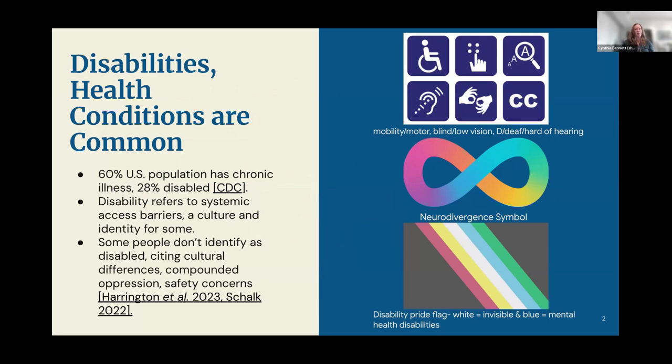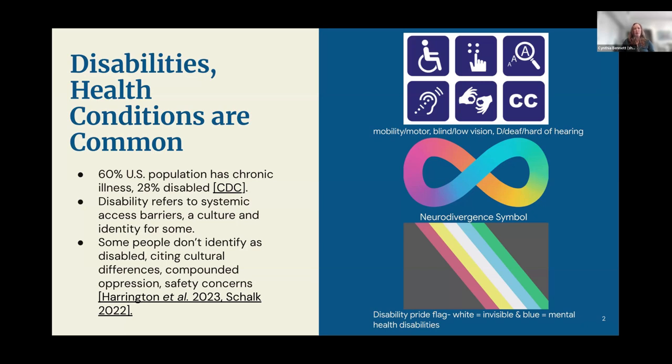However, as you noted, there's a huge discrepancy in the numbers. Some people don't identify as disabled, citing cultural differences in how disability is conceived. Compounded oppression, such as experiencing racism, can make it unsafe. And so in this work, we expand the common adage of disability representation to include health and accessibility in order to understand these intersectional and diverse perspectives.